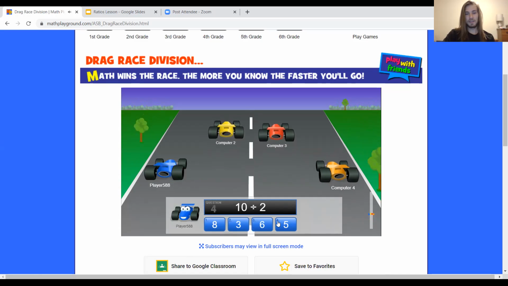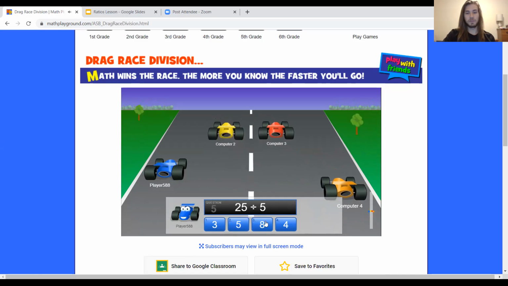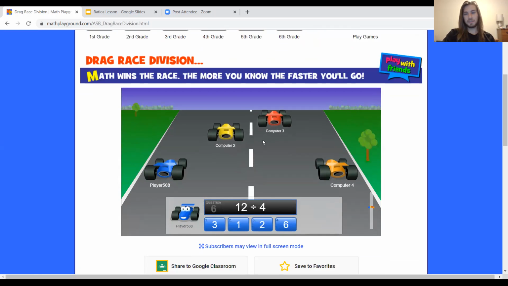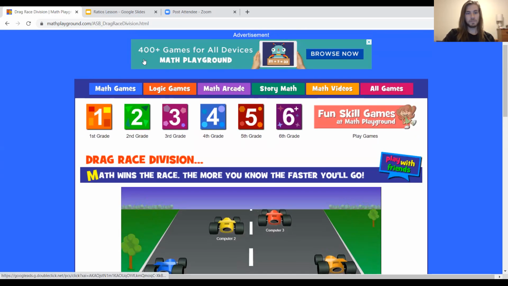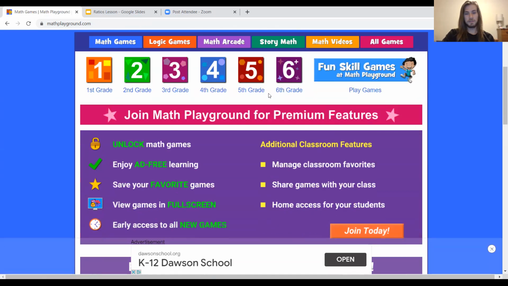I find clicking is just easier. And then obviously you want to try to win the race. This really helps you get some of those basic math facts down. So it's pretty useful, not so much for teaching a lesson, but really just refining your skills. So let's go ahead and go back to the main page.